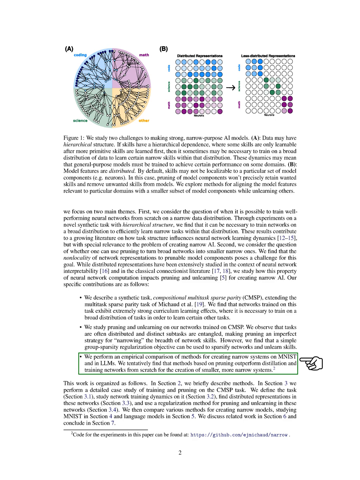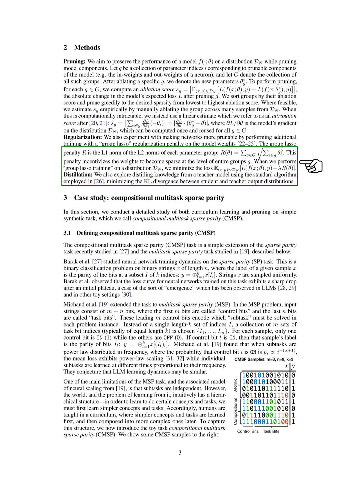The organization of our work is as follows. We briefly outline our methods, conduct a detailed case study on the CMSP task, define the task, analyze network training dynamics, identify distributed representations, and apply a regularization method for pruning. We then compare various methods for creating narrow models and discuss related work before concluding our findings.